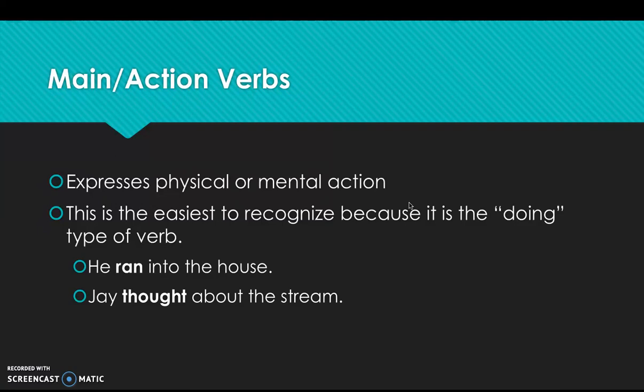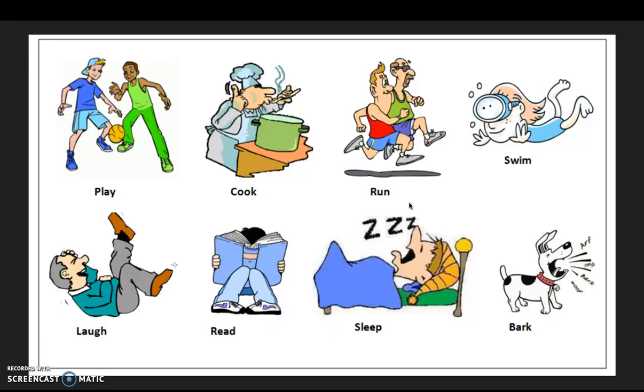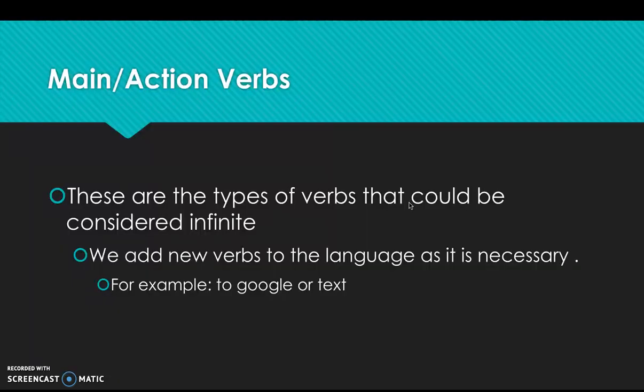Jay thought about the stream. This is something mental. It's something that's being done, so it's an action verb, but you can't actually see it being done. Here are some other examples.